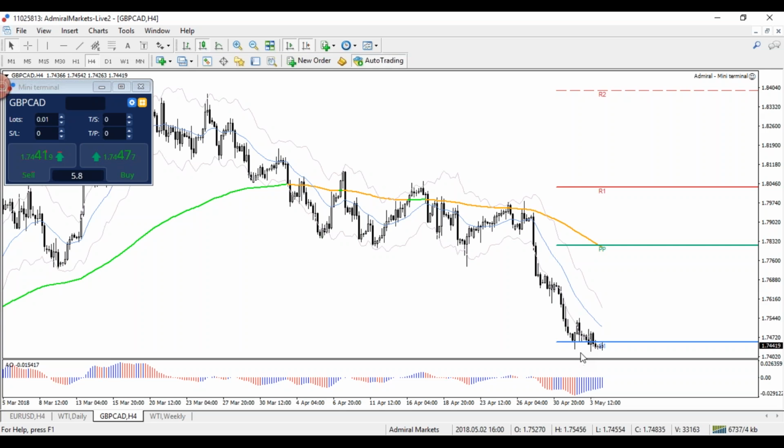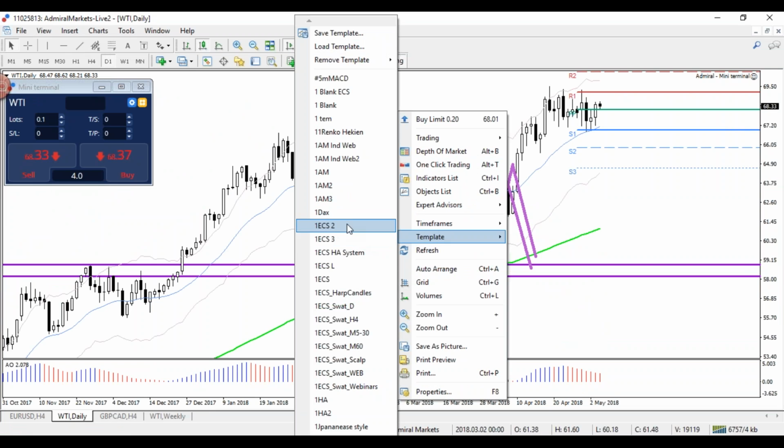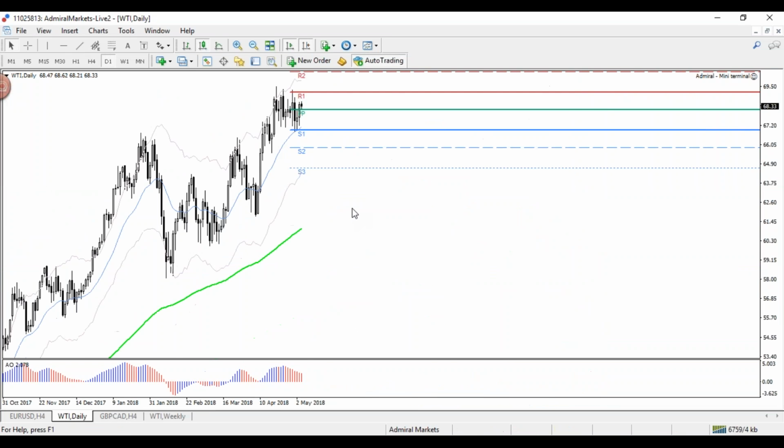All right. Do you have any particular currency pair in mind, or other financial instrument, of course? All right. Let me know if you have any preference. We can take a look at this WTI oil.